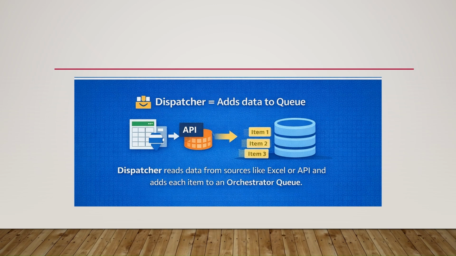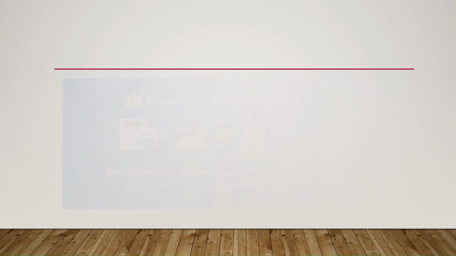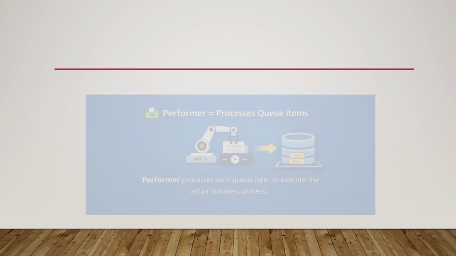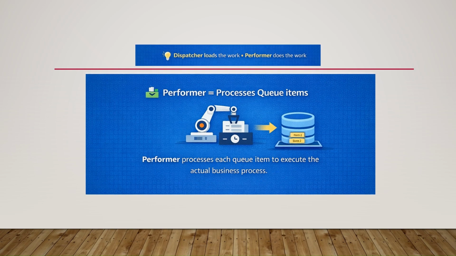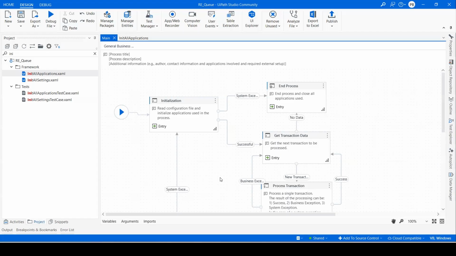Now, the performer, on the other hand, reads the data from that particular queue and then works on the business logic. So, in layman's terms, we can say the dispatcher is maybe the mind of the automation and the performer is the heart of the automation. If you put them together, then we have a properly functioning automation solution.